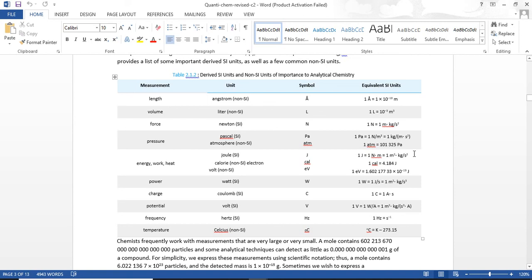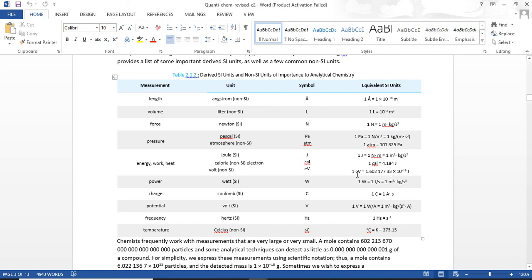For calorie, every 1 calorie is 4.184 joules. And every 1 electron volt is 1.602177 times 10 raised to negative 19 joules. These are only conversion factors, the equivalent units, so that you can interchange your units.